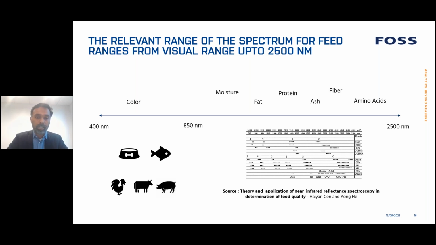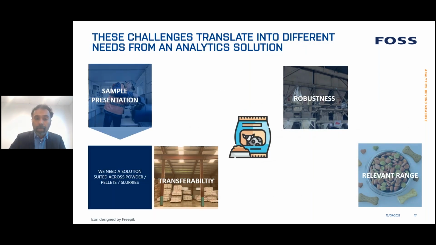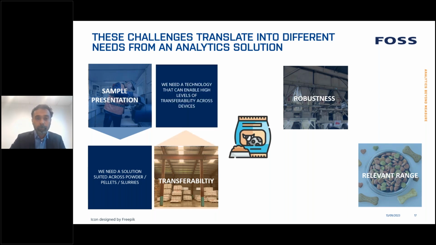which is from 400 to 750, etc. On the other hand, of course, you have a lot of parameters that you want to measure, be it moisture, fat, protein, ash, fiber, amino acids. I mean, amino acid is not a parameter, but of course, these are the things that you want to measure, and that requires that you have a range going up to 2500 nanometers. So these are some of the important considerations to recap, especially when you put on the industry hat. Sample presentation, we need a solution that is suited across powder, pellets, slurries, grains, etc.